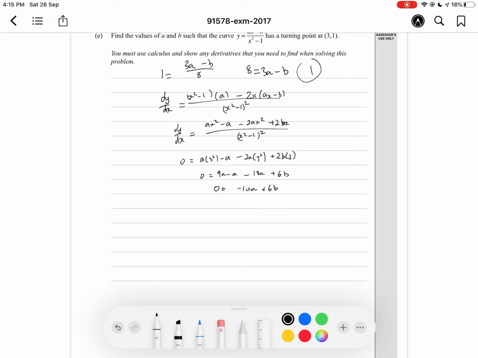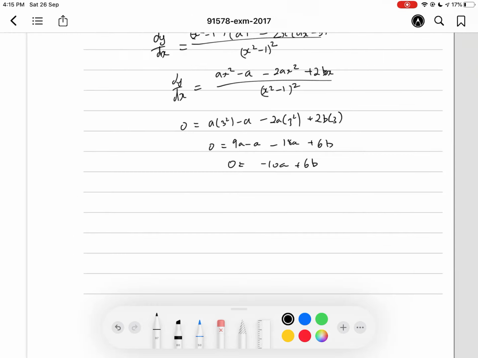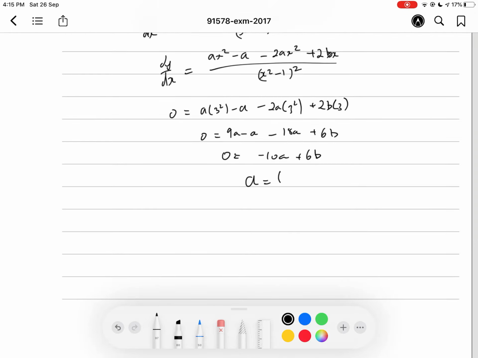In this case, we could just use our graphics calculator. We can go to the simultaneous section of the calculator and find what a and b are. So we should come to our final answers that a equals 6 and b equals 10 for this question, and that should give us our excellence grade.